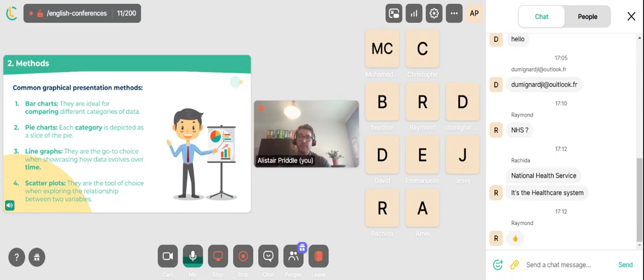And number 4, scatter plots. They are the tool of choice when exploring the relationship between 2 variables.